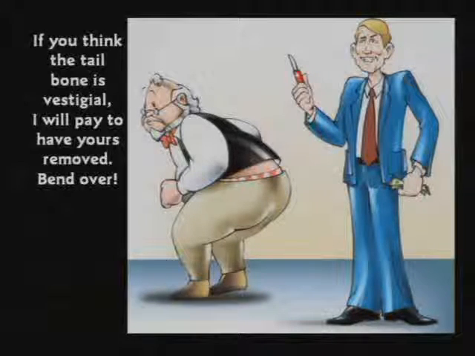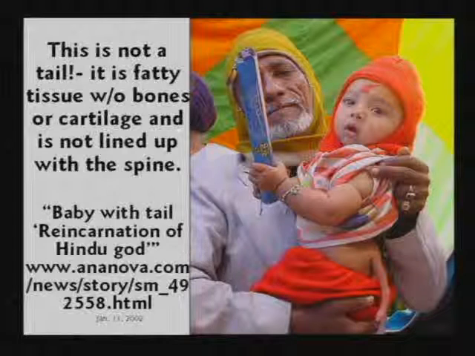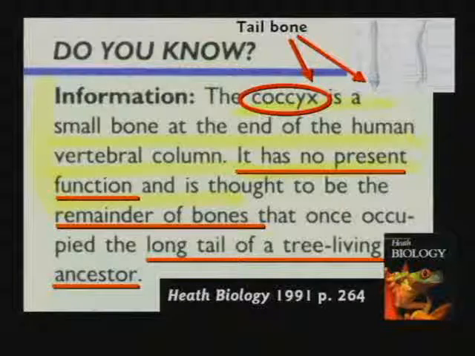They say, well, this baby's born with a tail. Look at that right there. That's not a tail, okay? There's no bone, no cartilage. It's not even lined up with the spine. It's a growth in the skin. It's simply fatty tissue. It's not a tail. Don't tell anybody it is, okay? This guy says, the coccyx is a small bone at the end of the human vertebral column. It has no present function.